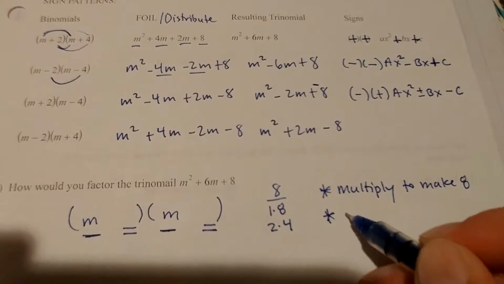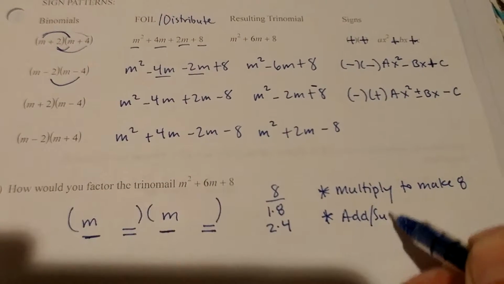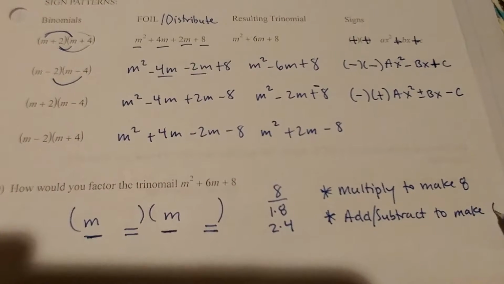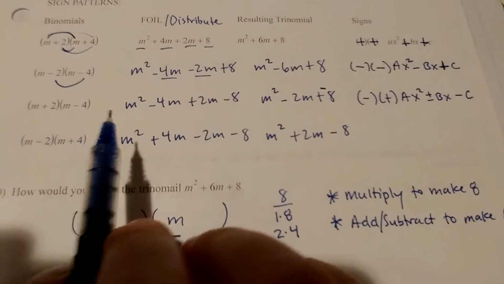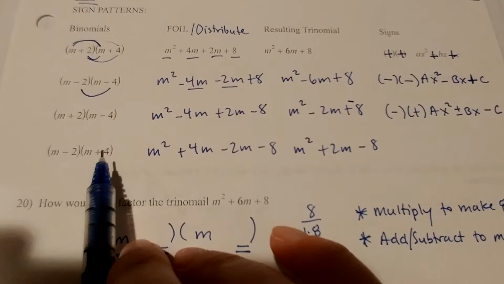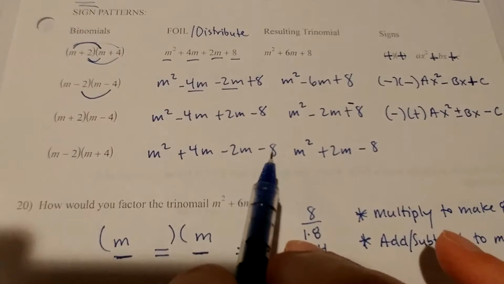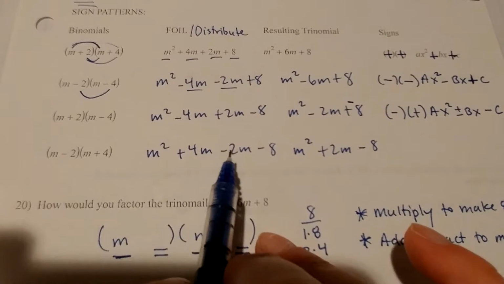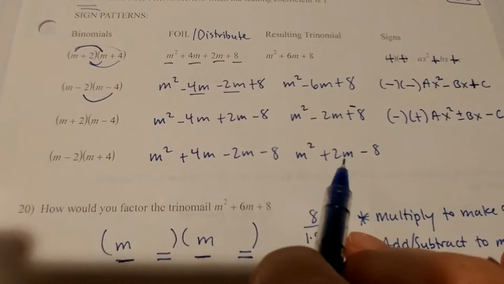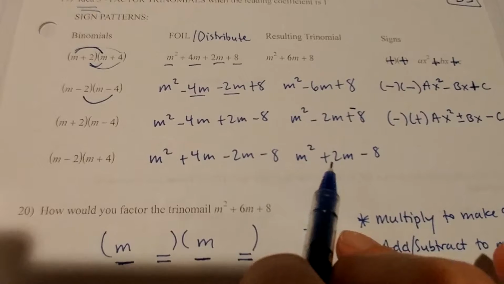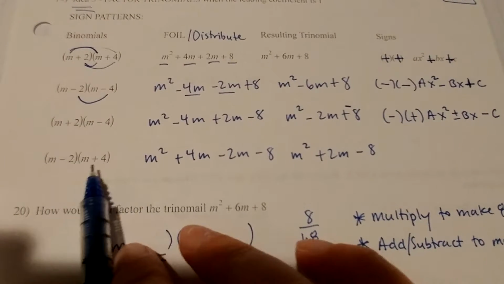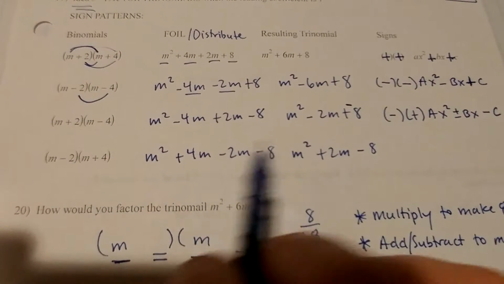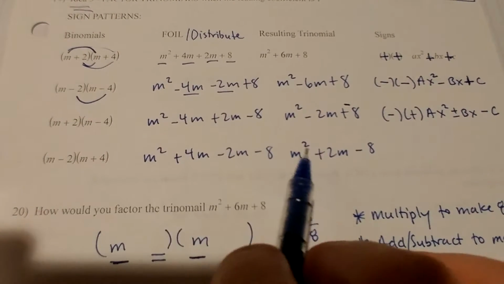But they also have to add or subtract to make 6. So think about what we did up here. Negative 2 times 4 is negative 8. But then negative 2 and 4 also make the 2 in the middle term here. So we use the negative 4 and the negative 2 and the 4 to multiply to get the negative 8. Then we add and subtract those to get the 2.